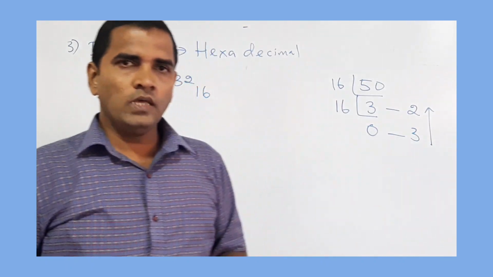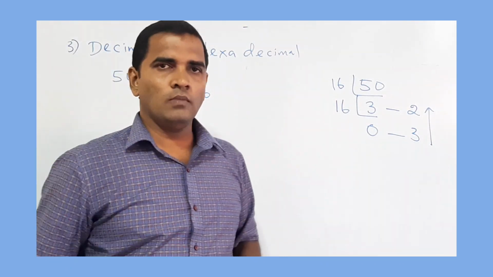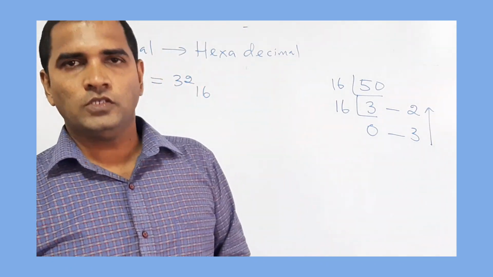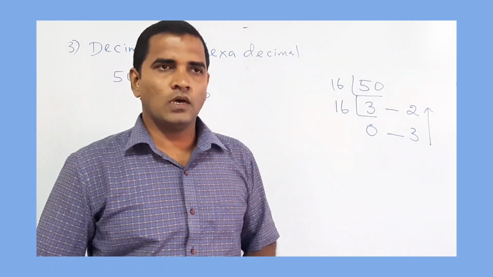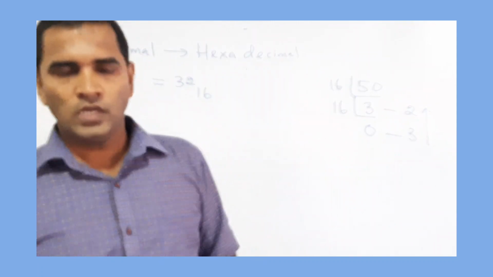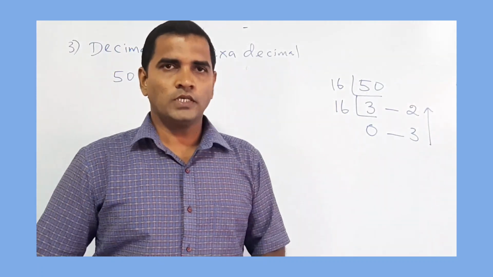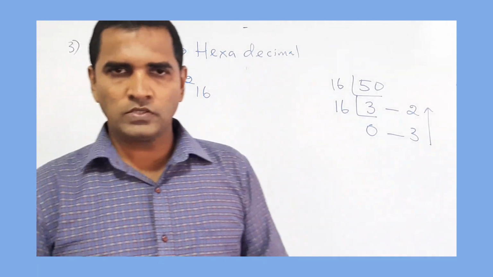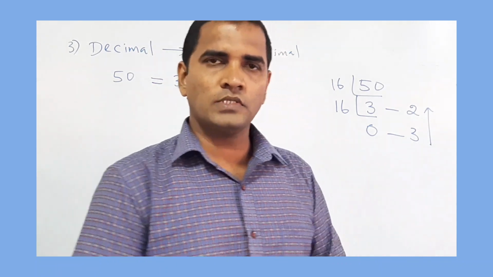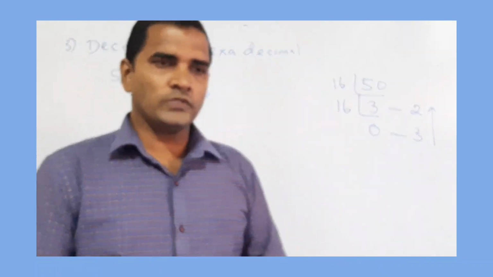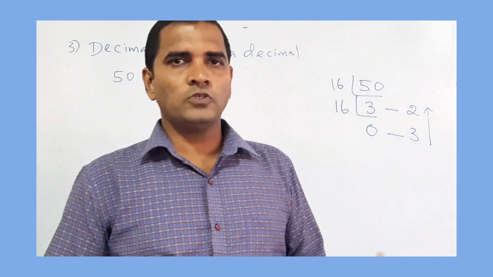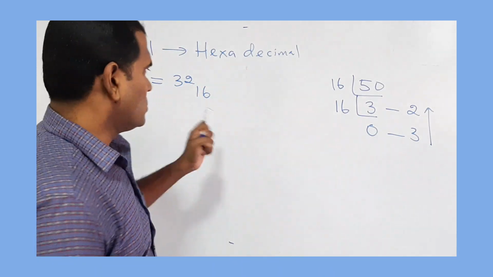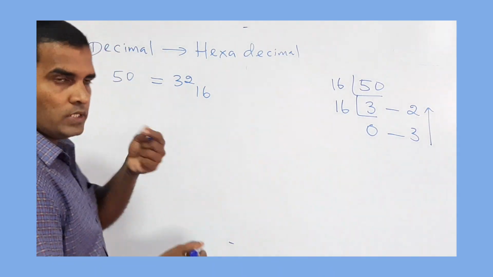But whenever you convert a number into hexadecimal, you must be very careful. It is always possible to make mistakes when you convert a number to hexadecimal, because hexadecimal is the one and only number system which uses both digits and alphabets. So there is always a possibility of making mistakes. So let me explain one more example.